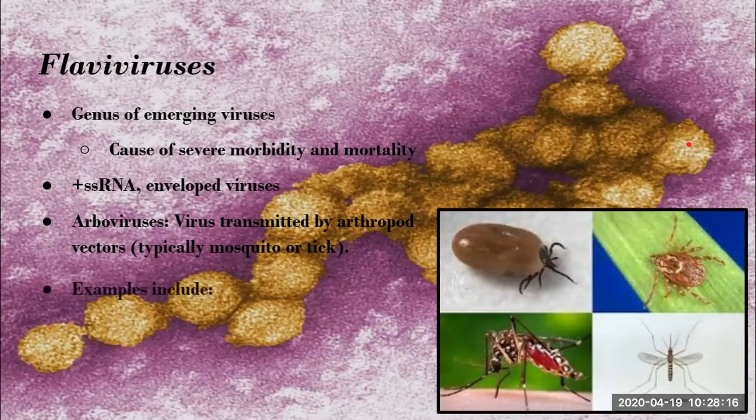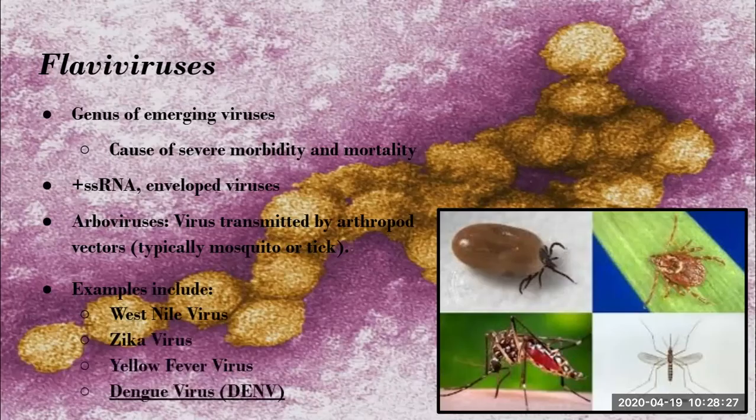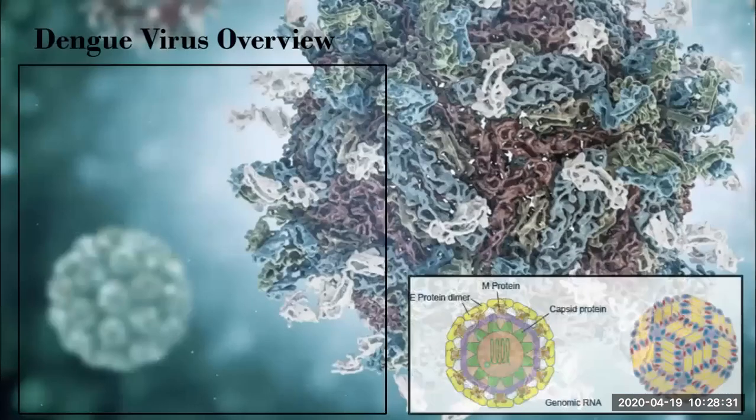And some of the examples of viruses which fall into the flavivirus genus would be West Nile virus, Zika virus, yellow fever virus, and of course the topic of this slide show is dengue virus. So just an overview of what dengue is.